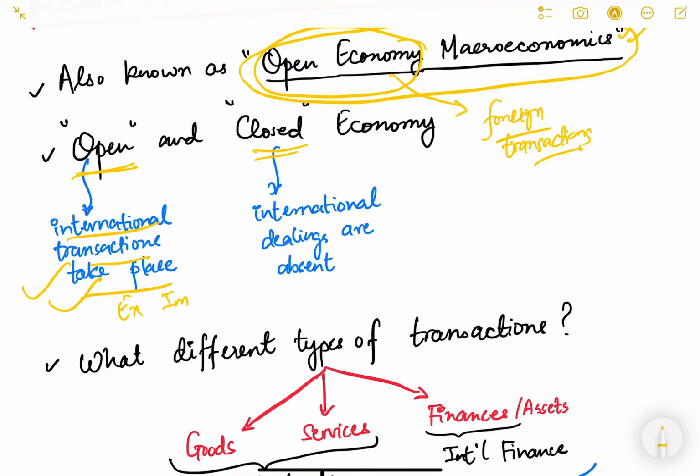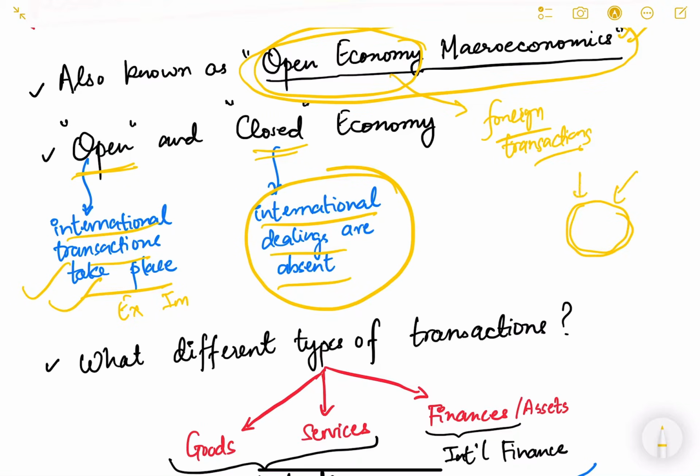Closed economy, on the other hand, is an economy where international dealings are completely absent. So it is a kind of an island nation. It is completely cut off from the rest of the world, and they are self-sufficient. They are fulfilling all their needs within the country. They don't need anybody's support. So there is no such country in the world, but theoretically speaking, a closed economy is one where there are no international dealings. They don't trade, they don't take loans from anybody, they don't give loans to anybody, they don't need anybody's help basically.